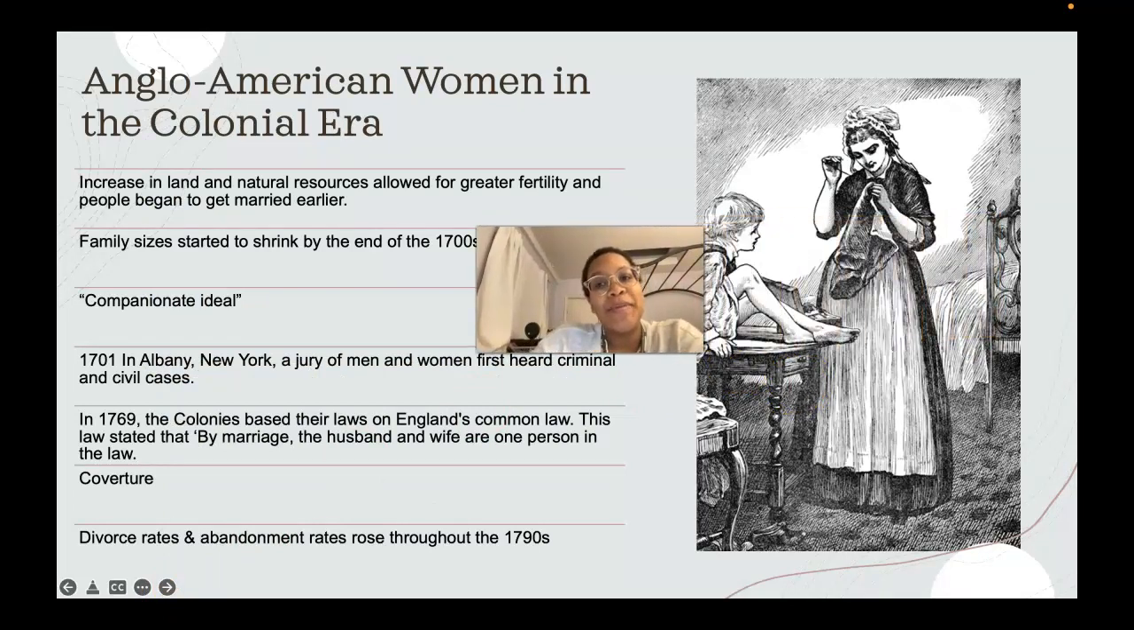And so, the Anglo-American woman in the colonial era. There was an increase in land as well as natural resources, and this allowed for greater fertility, and so people began to get married earlier. However, we see family sizes starting to shrink in the 1700s.